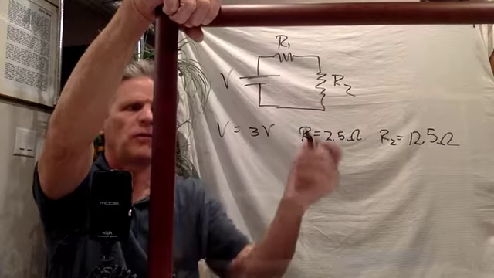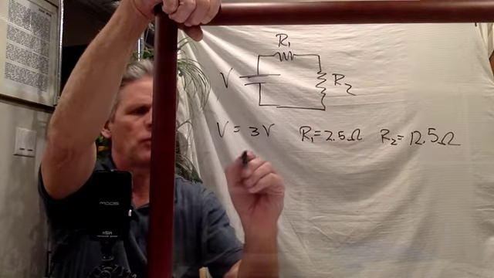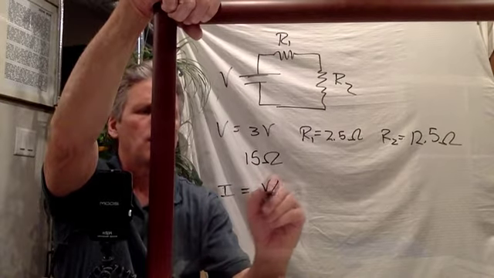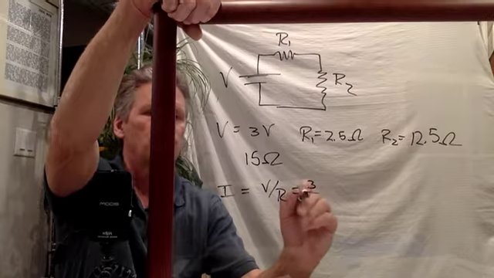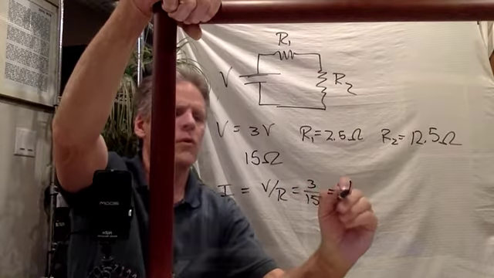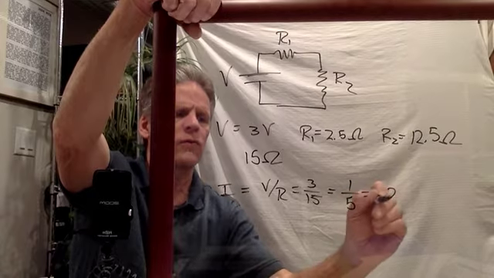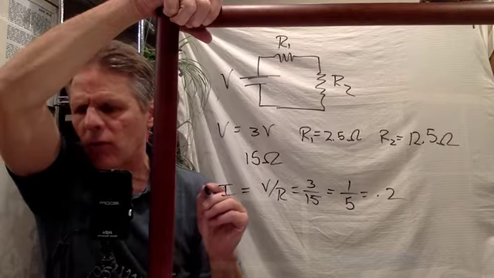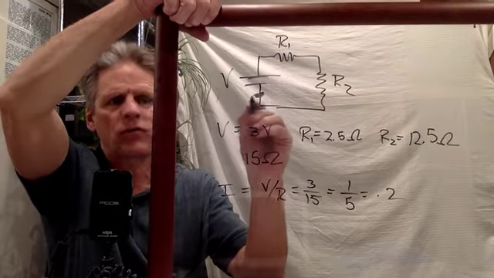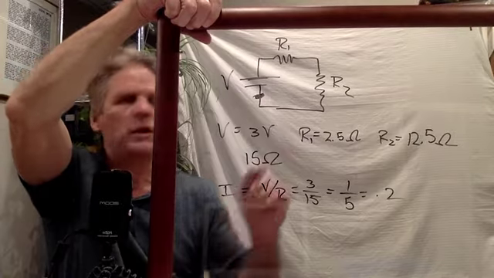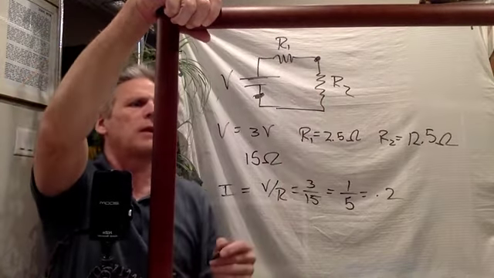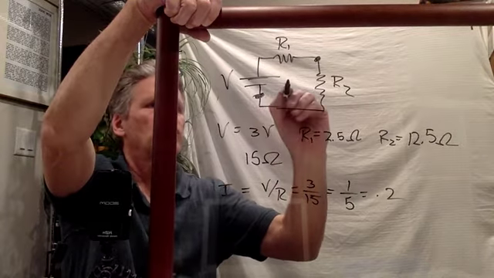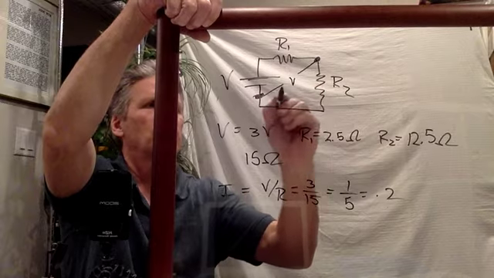The total resistance, these are in series, so total resistance is 15 ohms. So if I want to know what I is, that's V over R, that's 3 over 15. That is 1 over 5, that is 0.2. So now, what am I asked? What is the voltage compared to the negative terminal of the point between the two resistors? If I put a voltmeter right in here, what's the voltage right here?